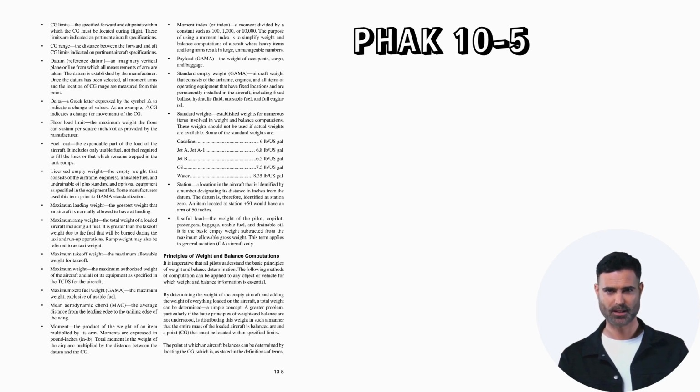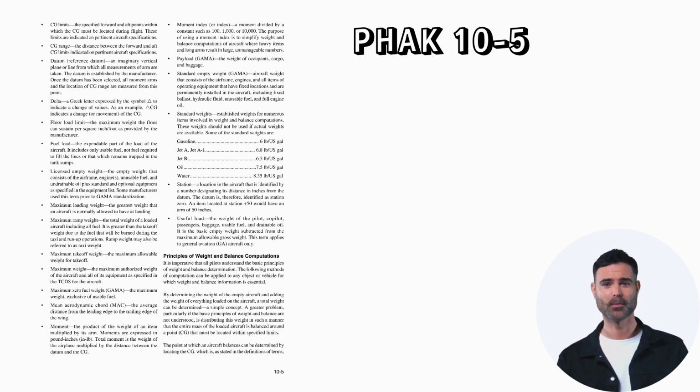Useful load, the weight of the pilot, co-pilot, passengers, baggage, usable fuel, and drainable oil. It is the basic empty weight subtracted from the maximum allowable gross weight. This term applies to general aviation, GA, aircraft only. Principles of weight and balance computations. It is imperative that all pilots understand the basic principles of weight and balance determination. The following methods of computation can be applied to any object or vehicle for which weight and balance information is essential. By determining the weight of the empty aircraft and adding the weight of everything loaded on the aircraft, a total weight can be determined, a simple concept.